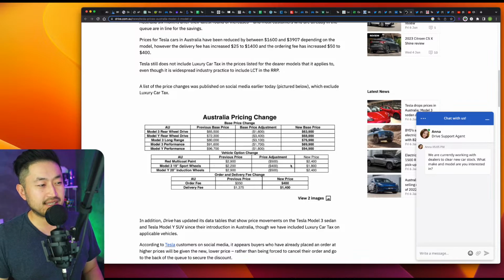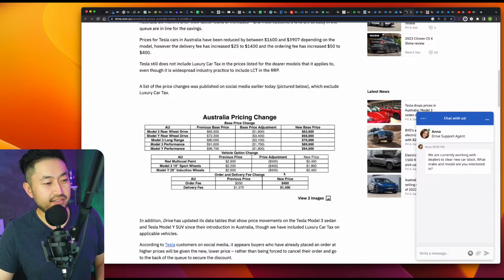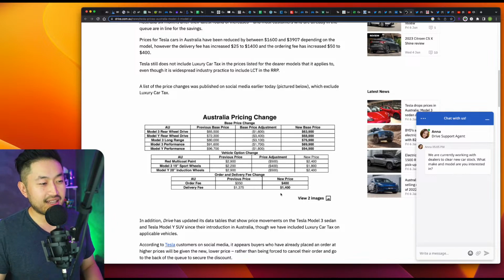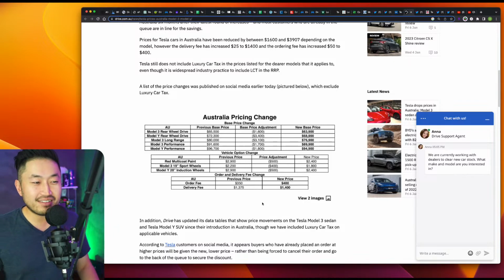And then also some of the options got changed as well. So red coat was made cheaper by $500, 19-inch rims $400 less, and also the induction wheels $500 less as well. But then they did a sleight of hand here. You see how the order fee went up $50 and the delivery fee went up $25. And that's volume, right? So 25 times how many vehicles they sell in that country.